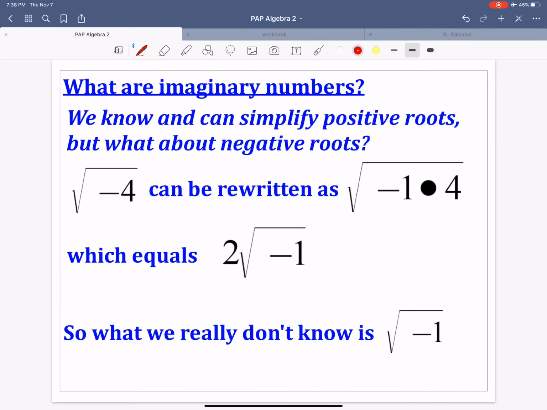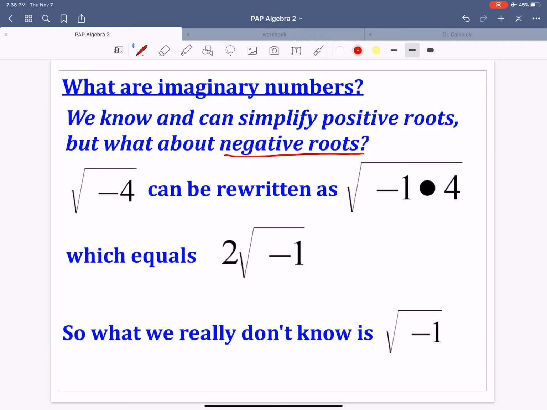All right, so here we go, the good stuff. What are imaginary numbers? We know and can simplify positive roots. You've taken the square root of positive numbers countless times over the last few years. But what about negative roots? For example, think about the square root of -4. We could rewrite the square root of -4 as the square root of -1 times 4. All I've done is factor out a -1, and I have -1 times 4.